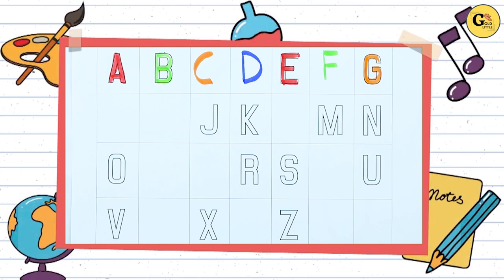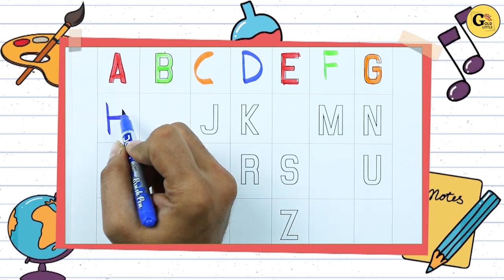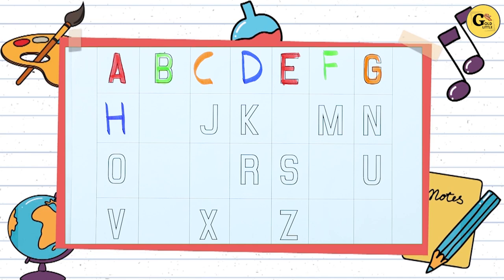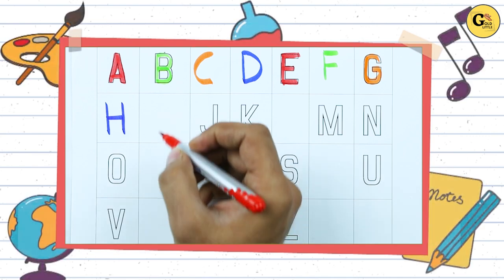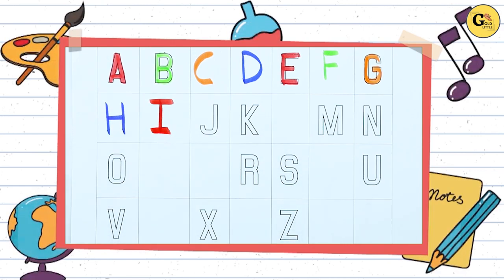What next? Tell me. Yes, right. It's H. H for hen. What next? Next is I. Very good. I for ice cream.